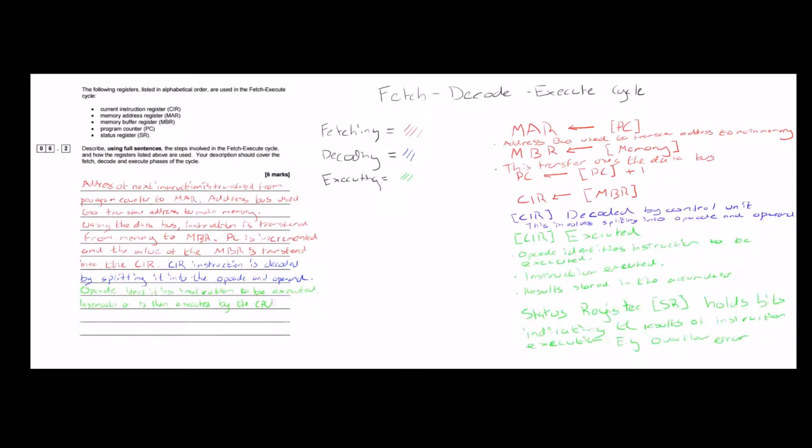Okay, and my final point, I'm going to add in something about the status register. The status register holds bits indicating the result of the instruction execution. So it could be indicating that there's been an overflow error, or that there's been a negative value where there shouldn't have been as a result of a calculation, anything like that, which indicates the status of the instruction execution. And that's my answer.